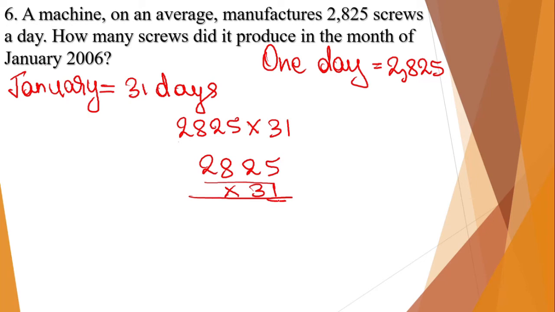Now 2,825 into 1 is 2,825 only, right? So we can write it as this. Now we will put a 0 here. And now let's multiply it with 3. Now 3 5s are 15. So 1 carry over, 5 below. And 3 2s are 6 plus 1 is 7. And 3 8s are 24. So 2 carry over, 4 below. And 3 2s are 6 plus 2 is 8.